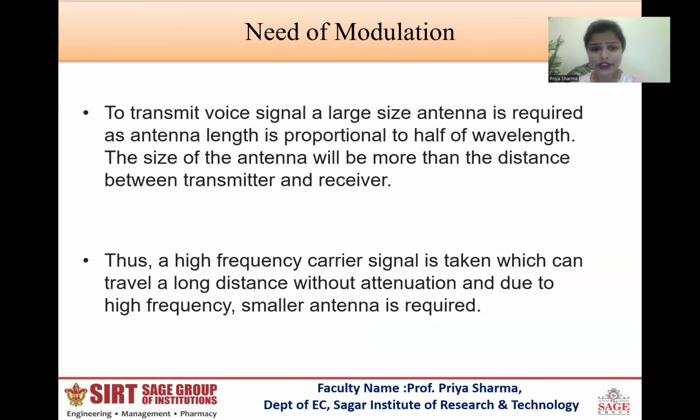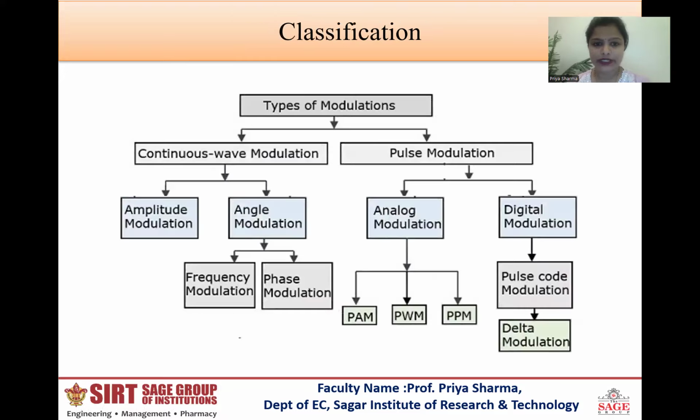So why do we need modulation? As we know, to transmit a voice signal, a large antenna is required, and the antenna length is proportional to half of the wavelength. So the size of the antenna would be more than the distance between the transmitter and receiver. That's why a high frequency carrier signal is taken, which can travel a long distance without attenuation, and due to the high frequency, a smaller antenna is required.